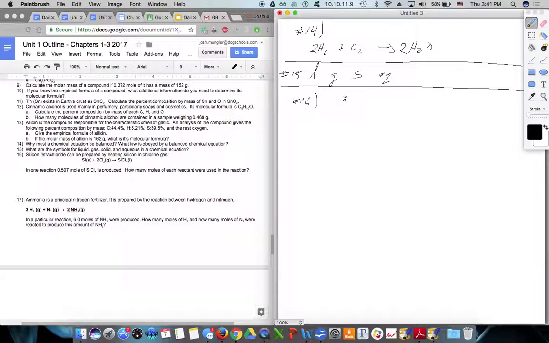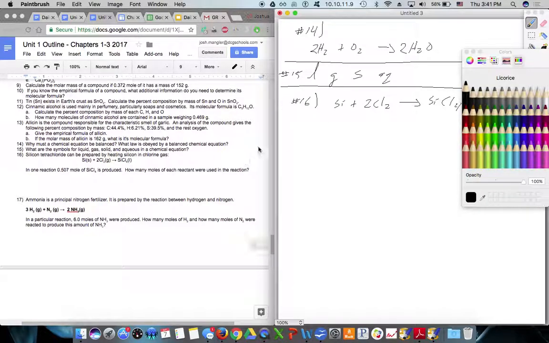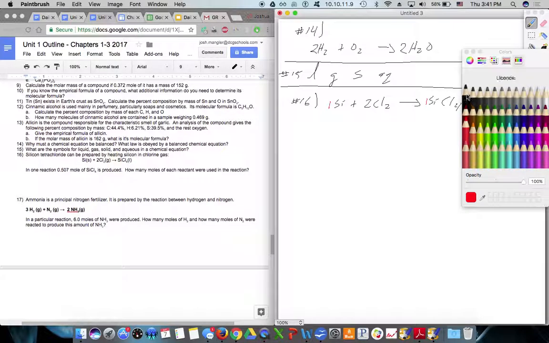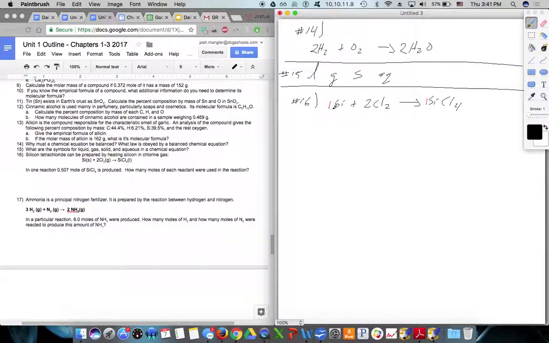So I'm going to rewrite this. I'm going to leave off the states of matter. Silicon plus chlorine makes silicon tetrachloride. So we have 1 and 1. 1 mole of silicon, 1 mole of silicon tetrachloride. If there isn't a coefficient there, it's assumed. So we have 1 mole of silicon to 2 moles of chlorine to 1 mole of silicon tetrachloride.